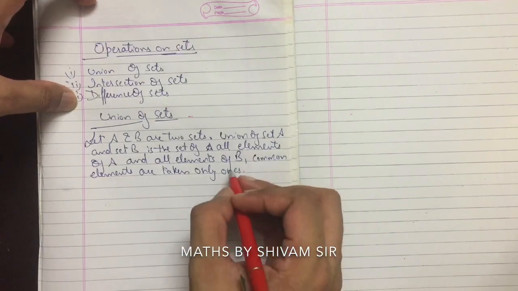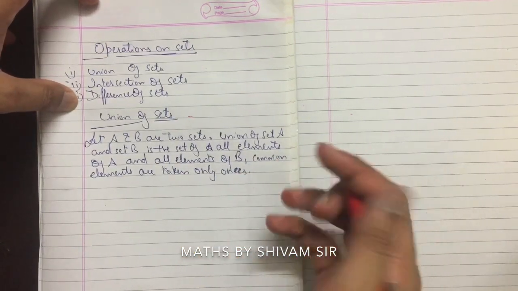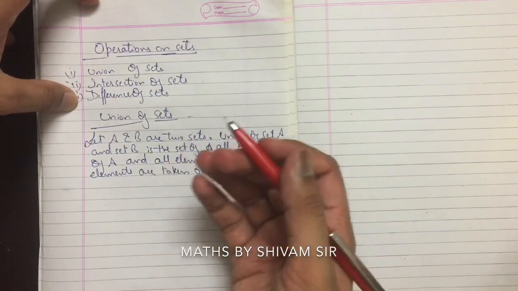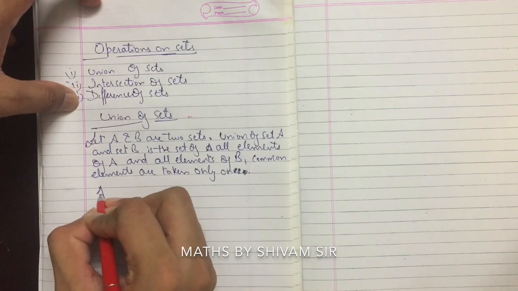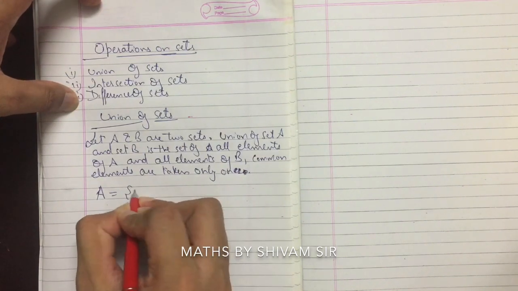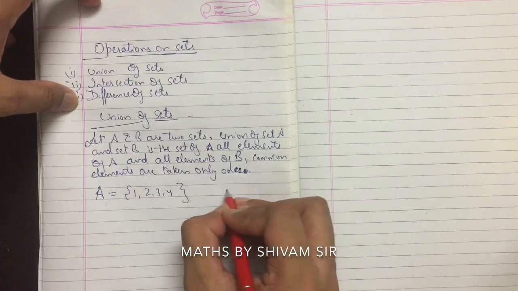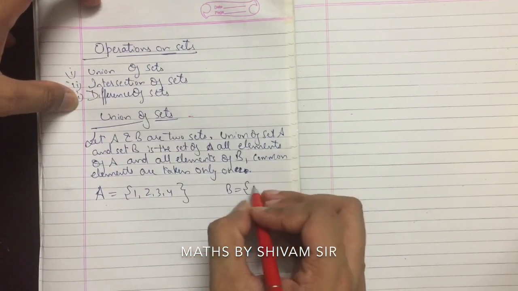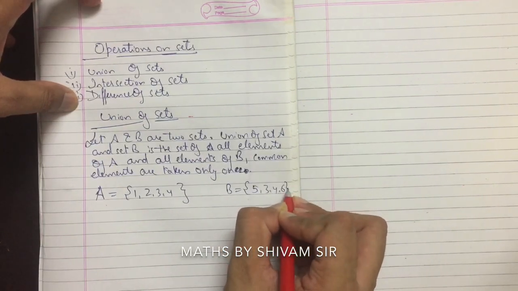Only once we are going to take common elements, once. So let's talk about an example. Let A be a set, A equals {1, 2, 3, 4}, and let B be a set, {5, 3, 4, 6}.